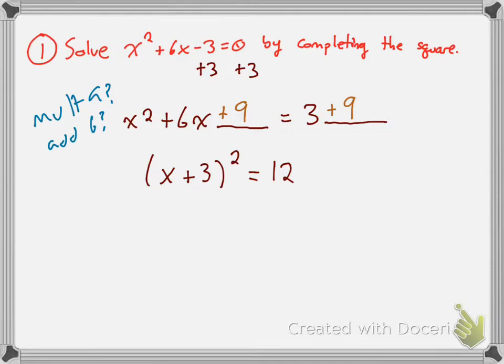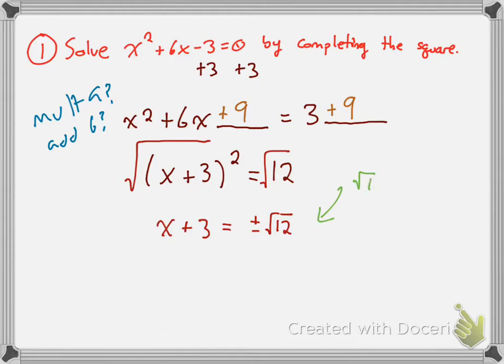What I'm going to do in this step is, to get the x out of the parentheses, I need to take the square root on both sides. So I'm going to take the square root here, take the square root here. This will leave me with x plus 3 equals plus or minus the square root of 12. From here, I can see that the square root of 12 reduces to the square root of 4 times the square root of 3. So that's going to reduce to 2 square root of 3. So I'll be left with x plus 3 equals plus or minus 2 square root of 3.